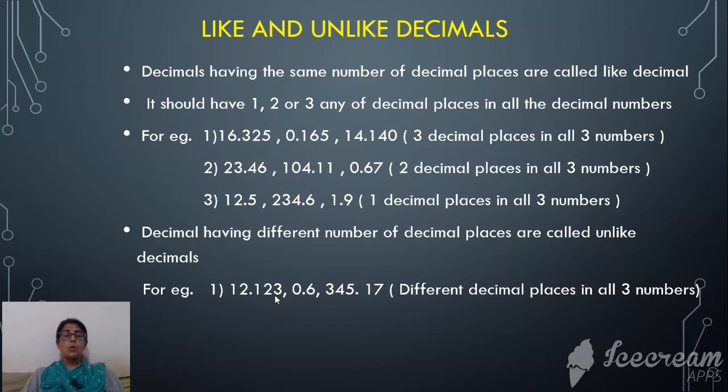Right? So all decimal numbers have different decimal places. So these are known as unlike decimals. Understand children?